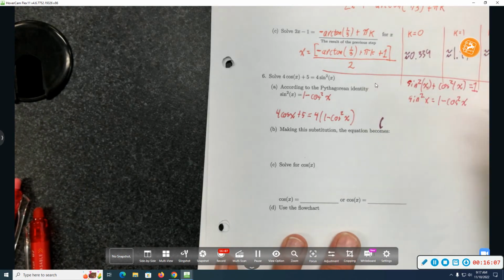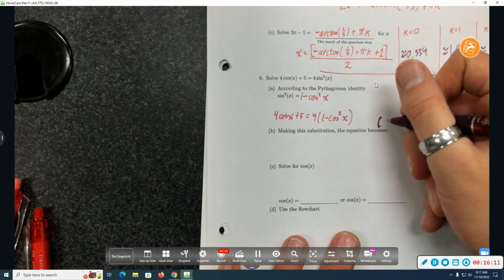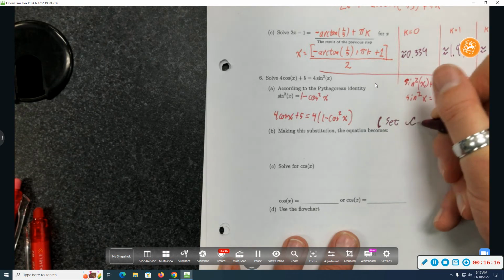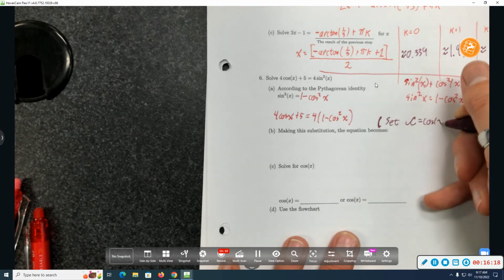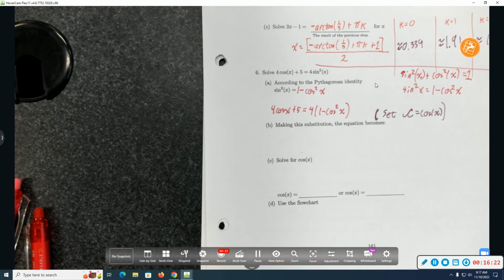Maybe I'll make this comment that'll help you have to write less. Make up a dummy variable to have the job of cosine, so you don't have to write cosine so many times, at least in this step.